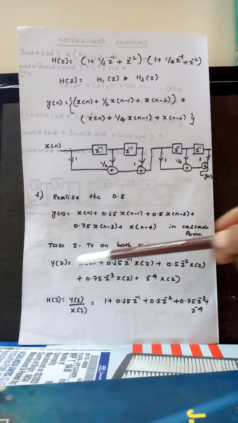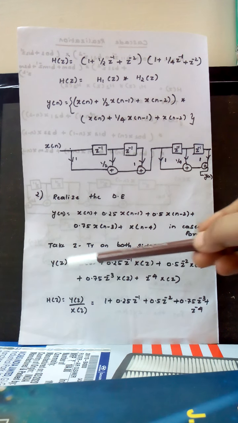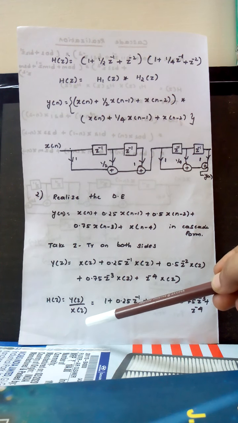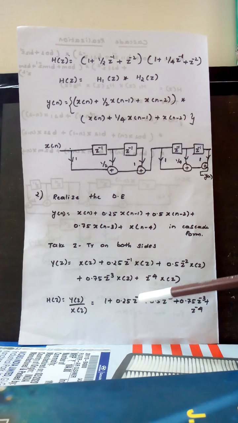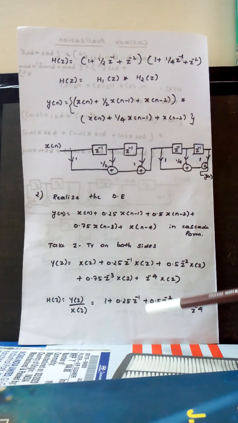And x of n minus 4 we can write as z to the power of minus 4 into x of z. So from this we can write h of z equal to y of z divided by x of z. So we'll get this equation, that is 1 plus 0.25 into z to the power of minus 1 plus 0.5 into z to the power of minus 2 plus 0.75 into z to the power of minus 3 plus z to the power of minus 4. So this we cannot directly realize; we have to divide it into subsystems.